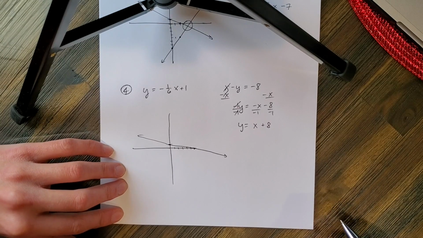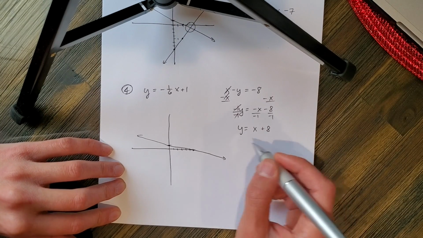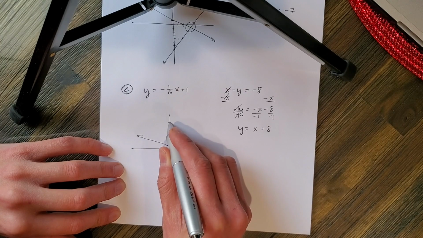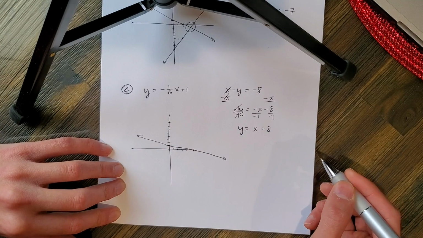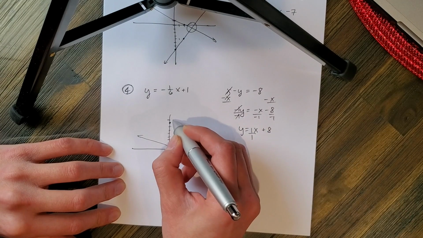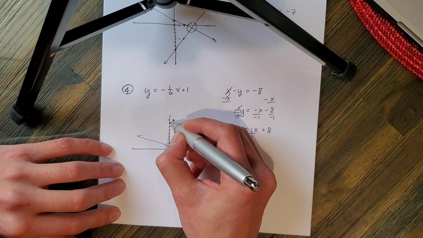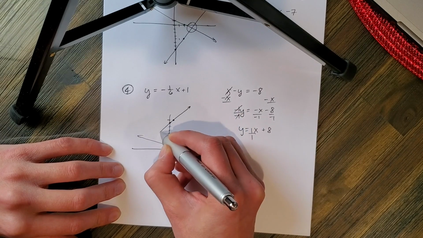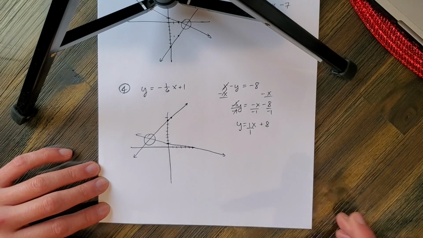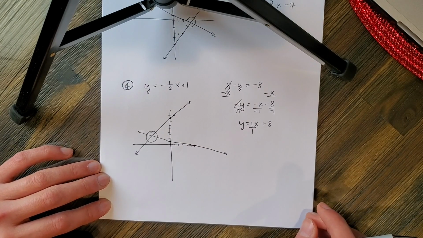Okay. And then x plus 8, that means I go up 8. 1, 2, 3, 4, 5, 6, 7, 8. Put a point. And then you go up 1 over 1, right? Up 1 over 1. And so you just go ahead and connect those two in both directions. And notice they intersect right there. And that's all you're going to be doing today.